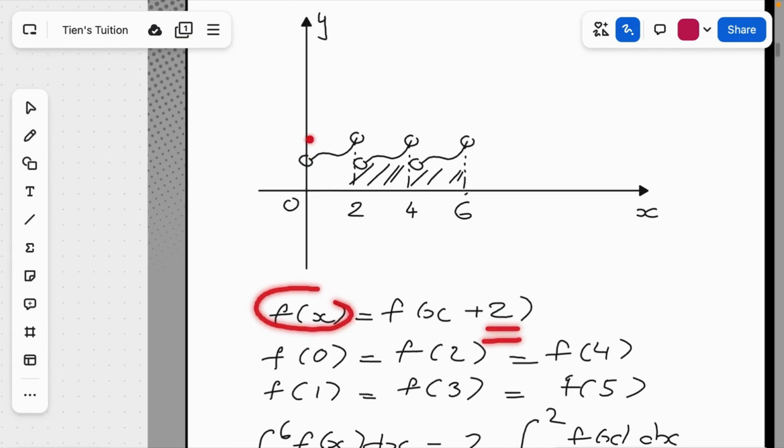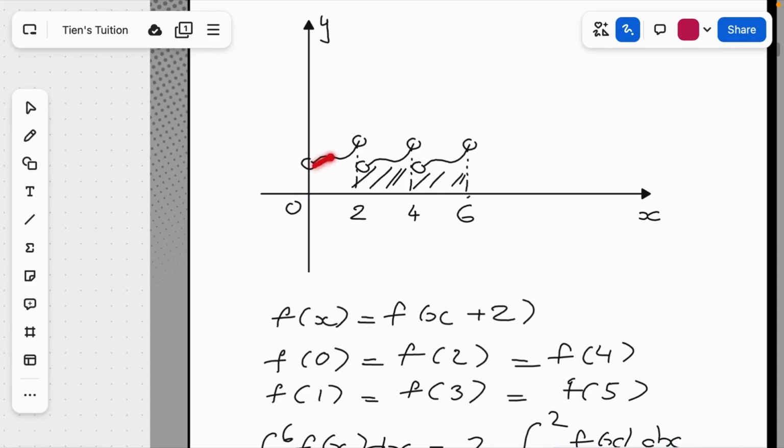So if you draw the area from 0 to 2, then the area from 0 to 2 will be the same as the area from 2 to 4, and then the same as the area from 4 to 6, because the function repeats itself after every 2 units.